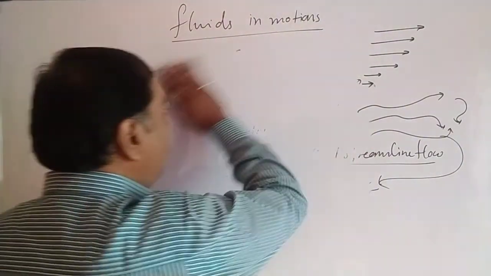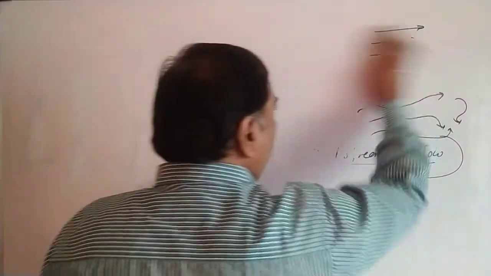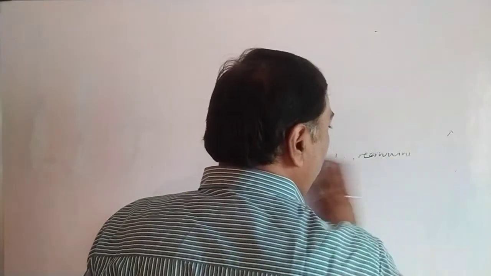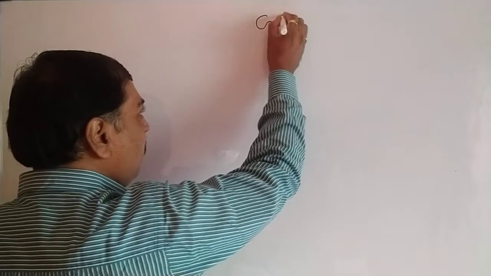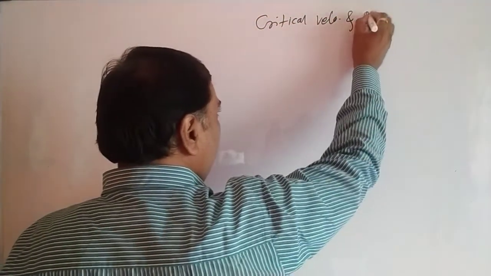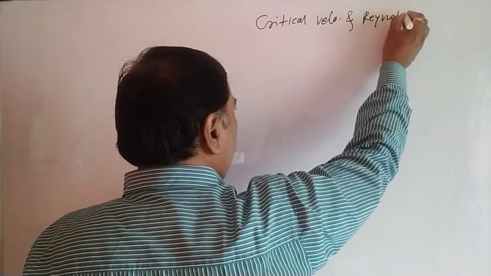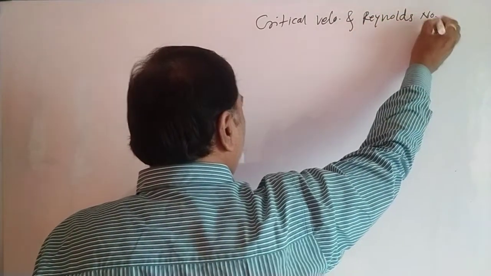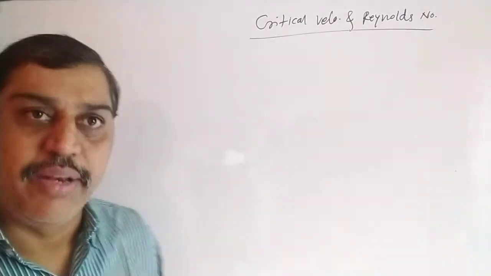Now let us go to the next one. Reynolds number is what we have to learn here. Might be all of you have heard this word Reynolds number, that was given by the constant actually. So critical velocity and Reynolds number, let's start with this. This Reynolds number is one of the constants, and that is related to critical velocity.